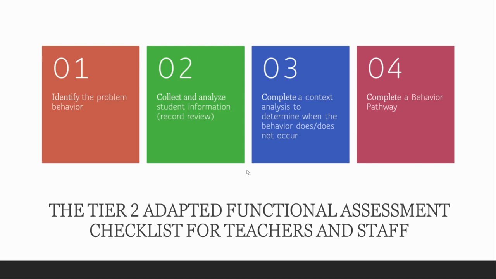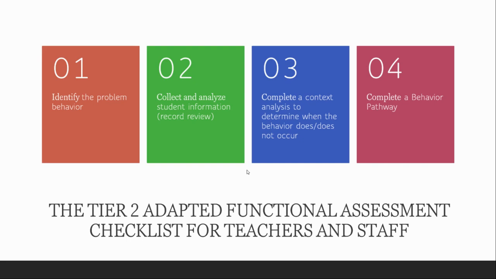The Tier 2 team will identify the possible function of the behavior by, one, identifying the problem behavior. Next, they will collect and analyze student information, so they'll do a record review. They will complete a context analysis to determine when the behavior does or does not occur. And then, four, they will complete a behavior pathway. And so we're going to walk through all of those steps.